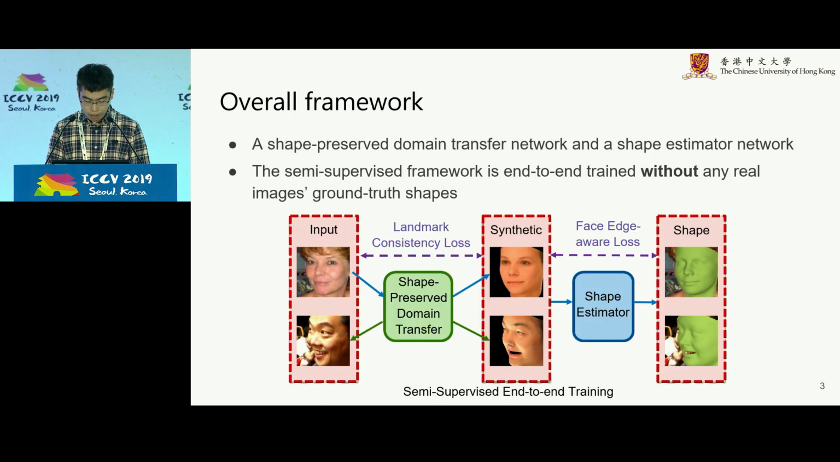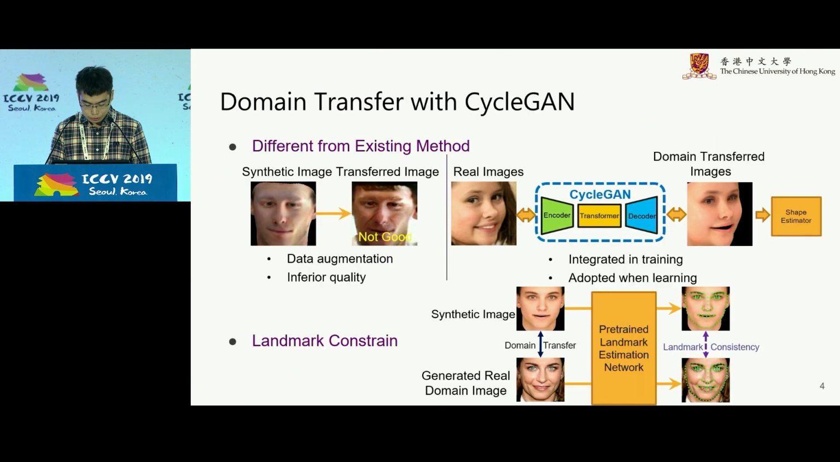So in order to solve those previous problems, we proposed a two-stage network structure. The first stage is to use CycleGAN as a domain adaptation, changing an unpredictable image into a synthetic image. The second stage is a direct vertex regressor that predicts each vertex position of the final meshes in an order of texture coordinates. This semi-supervised framework is finally end-to-end trained without any real images ground truth shapes.